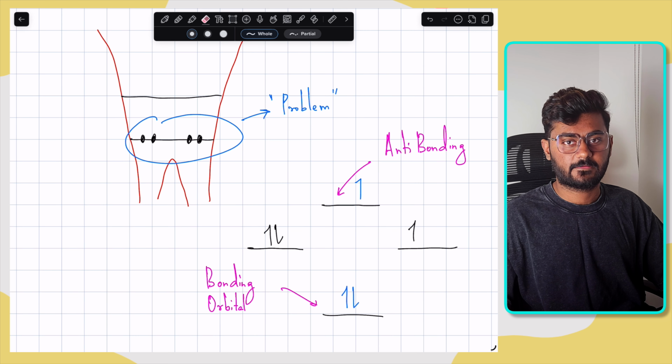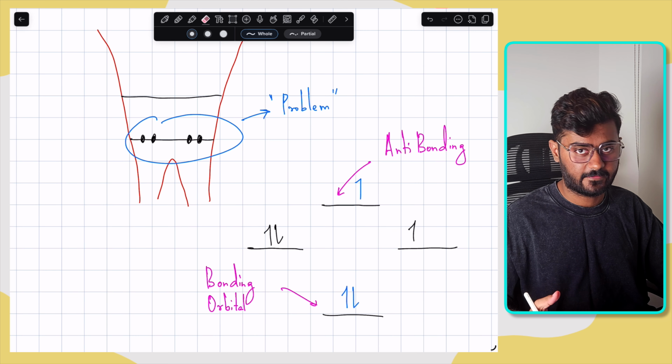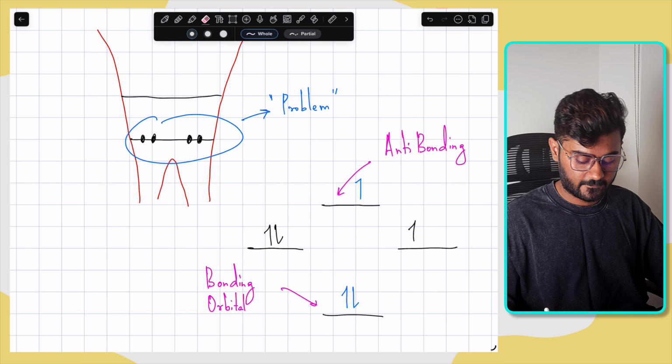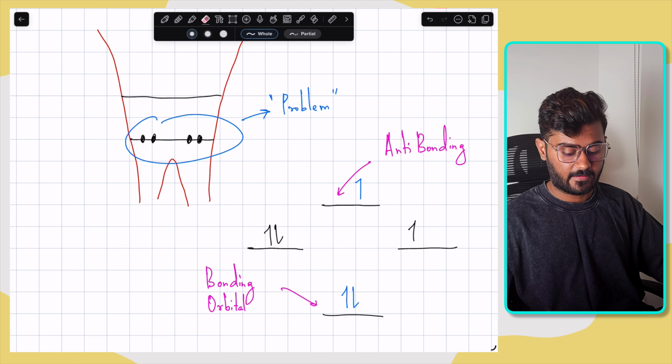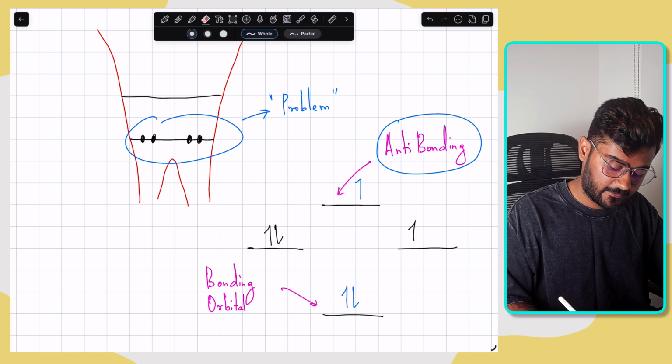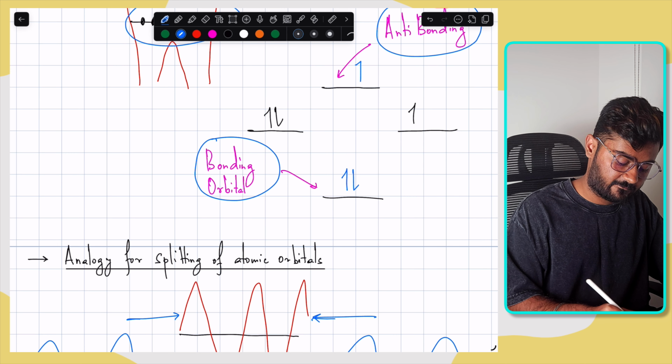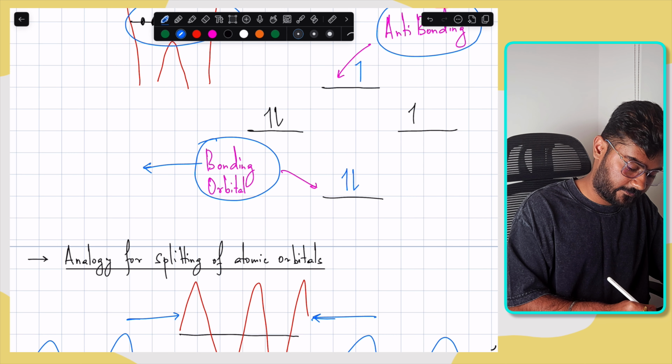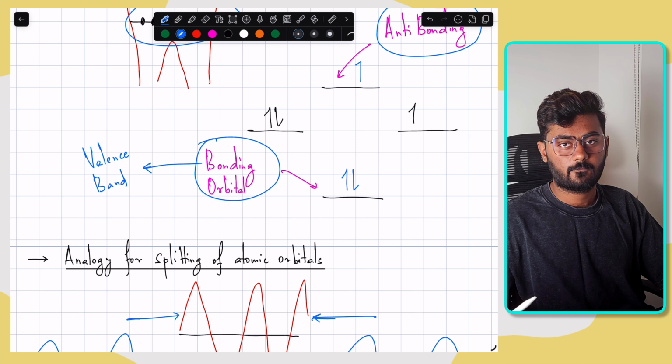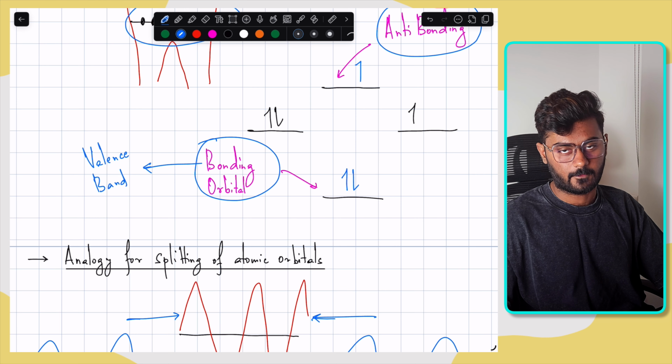The common terminology that we see in solid state physics or device physics textbooks is that a bunch of antibonding orbitals form the conduction band. A bunch of bonding orbitals gives rise to the valence band. So this is how the conduction and valence bands are formed in a solid.